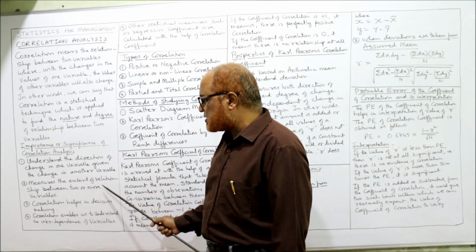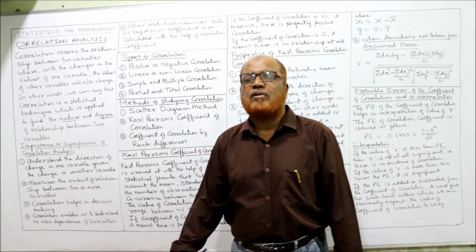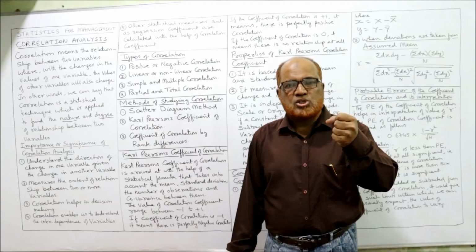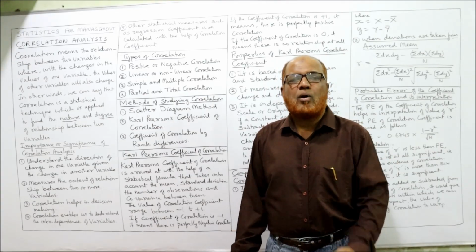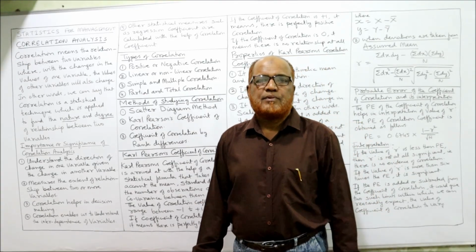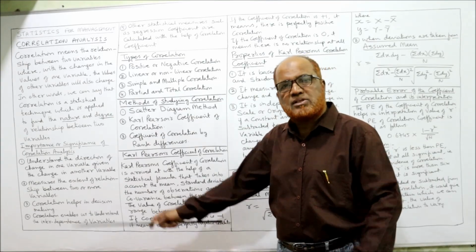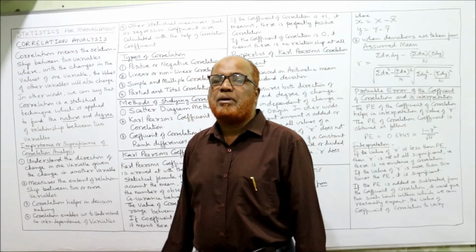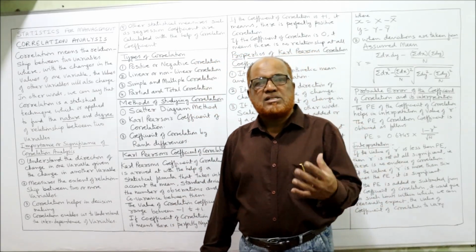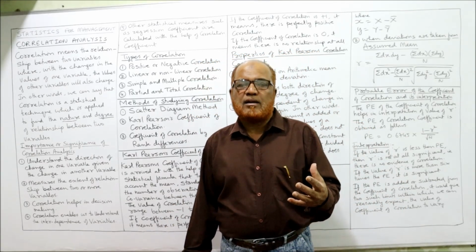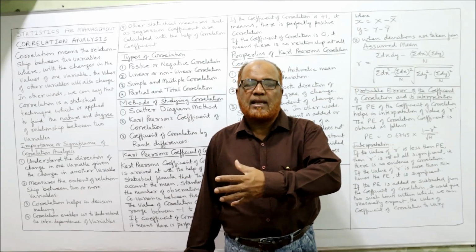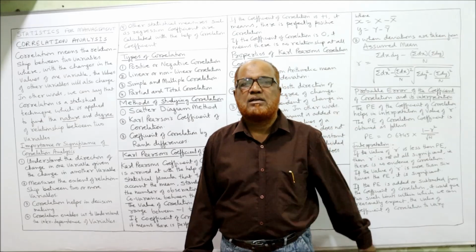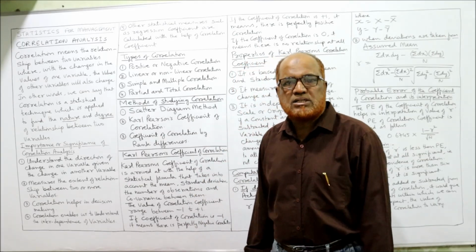Next, it measures the extent of relationship between two or more variables. Extent means degree: whether the relationship is a strong relationship or a weak relationship. To find out the relationship between variables, we study correlation. Next one, correlation helps in decision making. A number of decisions have to be taken by a businessman. So this correlation analysis will be helpful to the managers to take decisions.